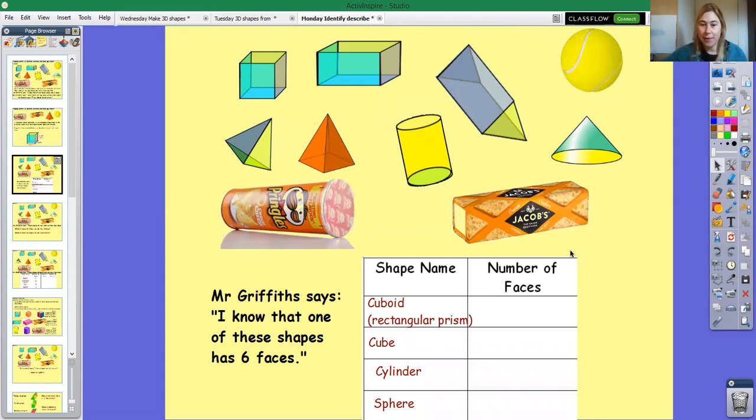I thought it would be good to just stop sharing my screen at the moment and just show you some shapes. I've gone around my house and I've had a little look for some different shapes, so you might want to do the same. You might want to pause the video and go and see if you can find a cuboid or a cube. Maybe a box that you can look at, maybe even a cylinder.